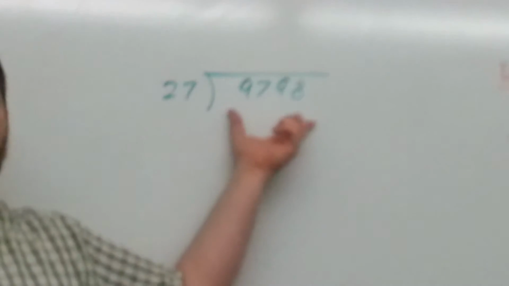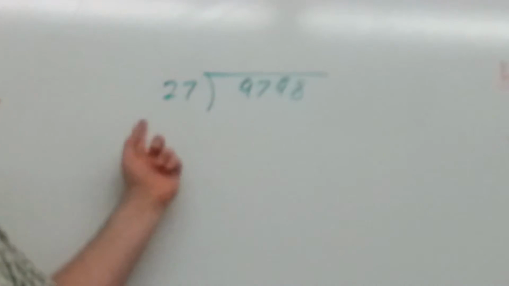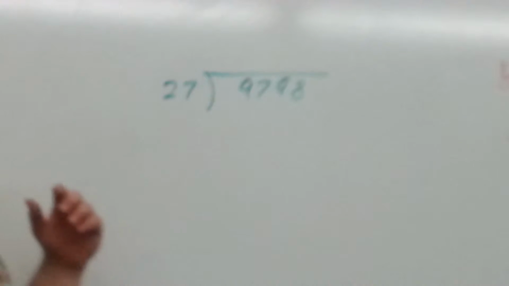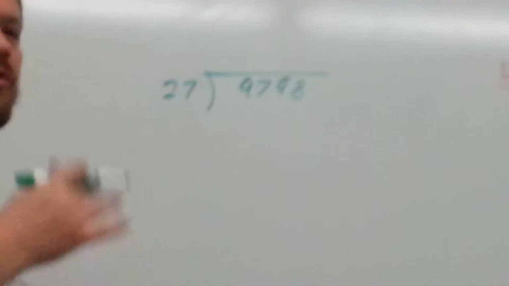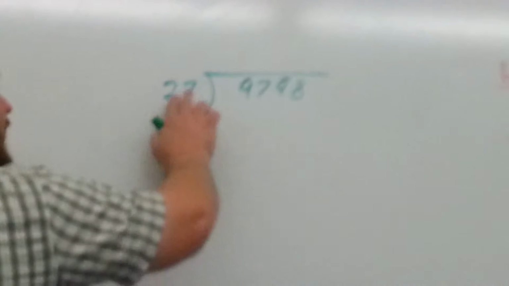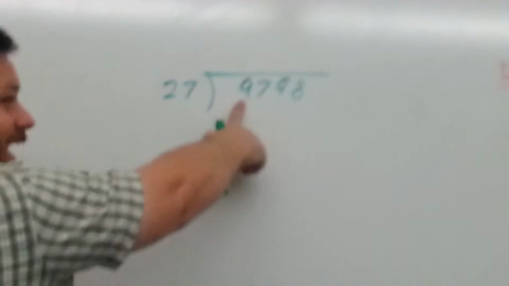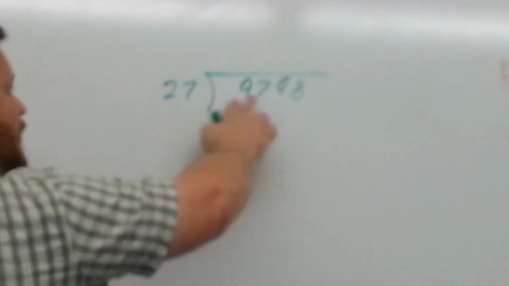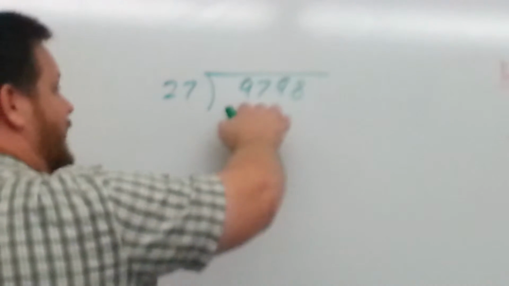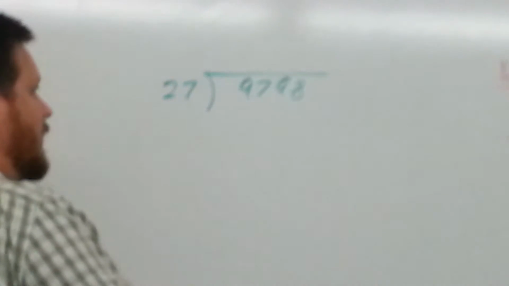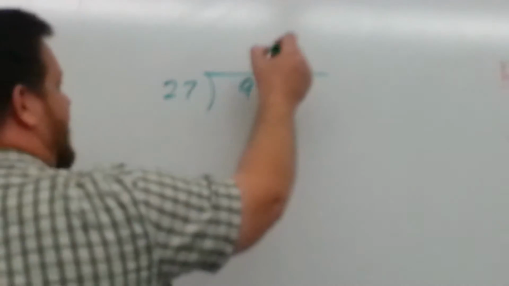All right. There's 9,798 divided by 27. What's the process for long division? So 27, does that go into 9? No. Does 27 go into 97? Yes. How many times? I think it's 3. Yes, it's going to be 3.